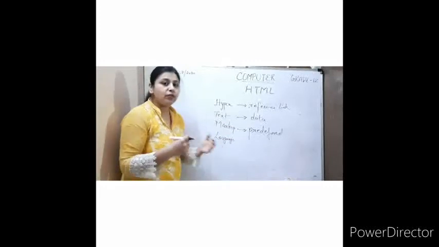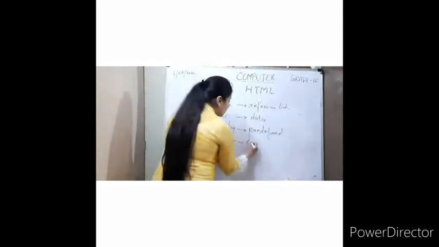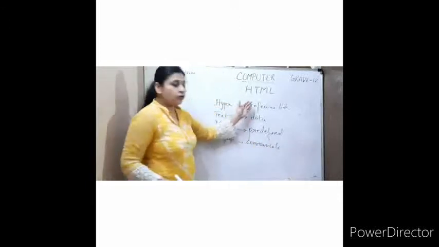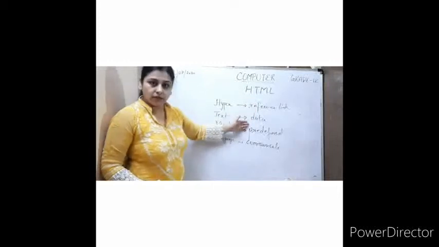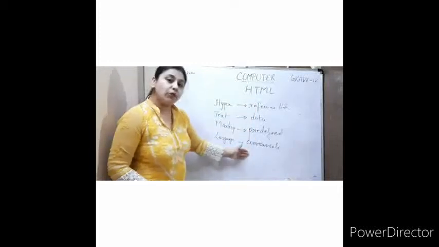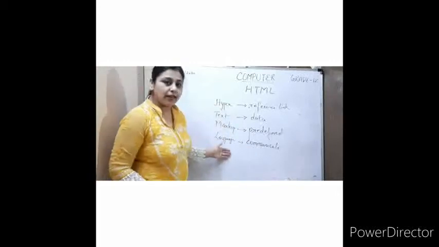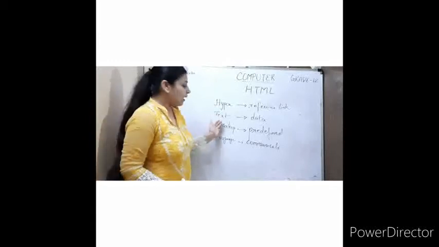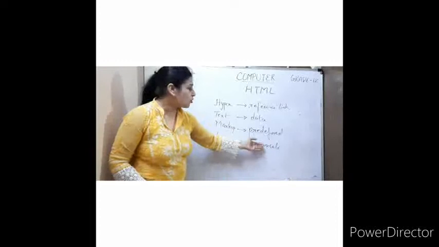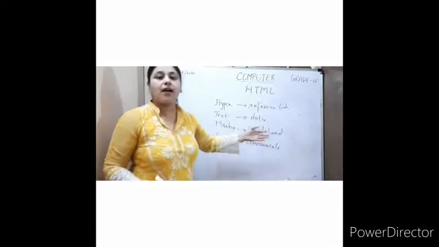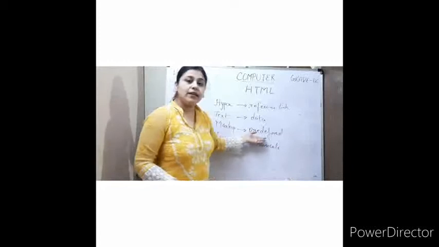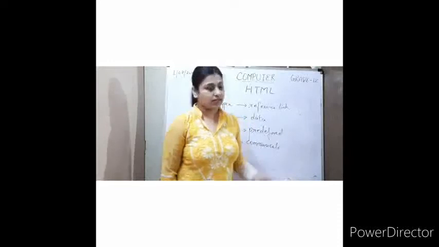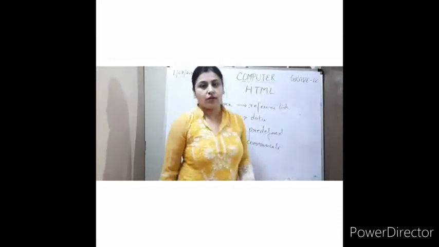And language. Language is a medium to communicate. So this language is for communication. How to communicate? When you use reference links, data and predefined tags to communicate, it is HTML, that is hypertext markup language. So markup means predefined. It means it consists of some tags, and these tags are predefined. And these tags are used to describe or define your web pages.